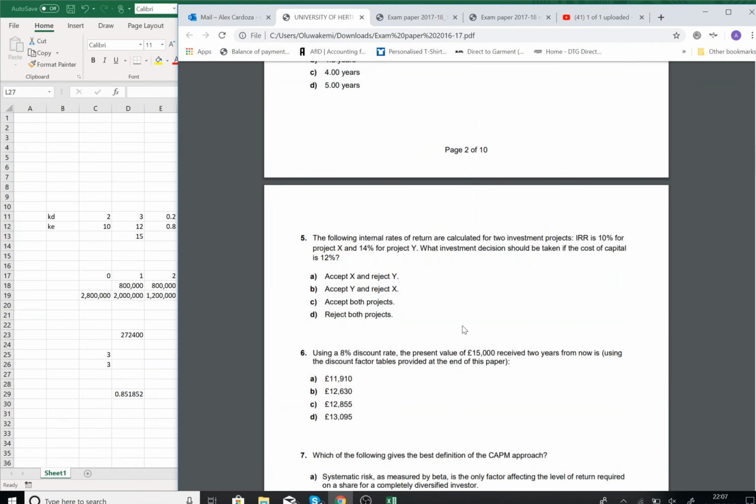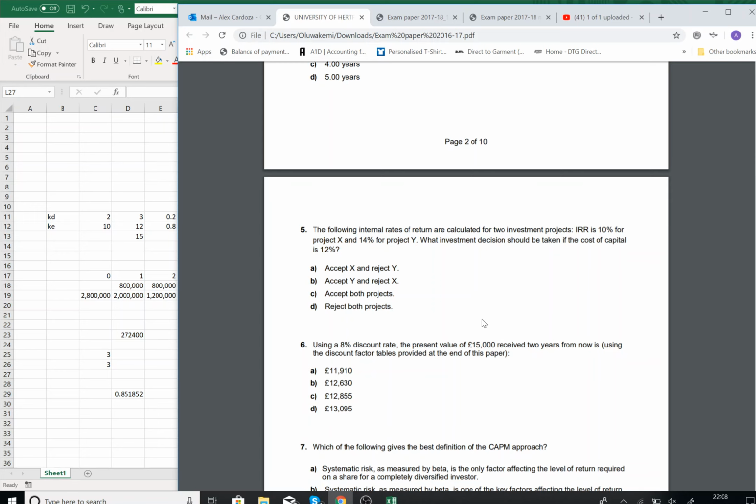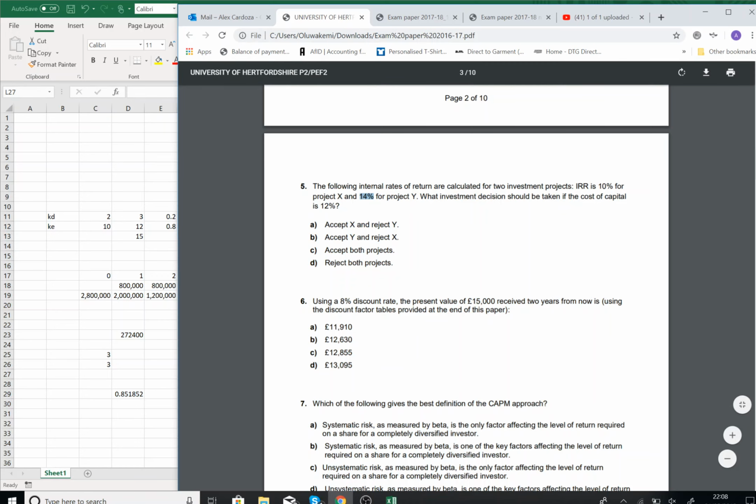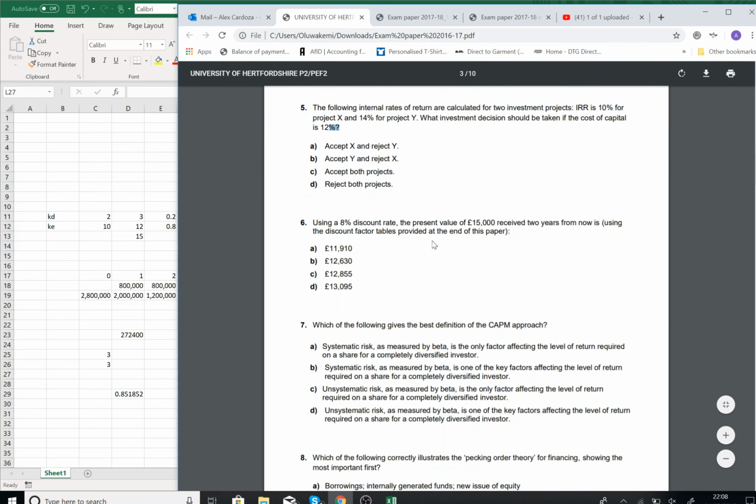The following internal rates of return of a project are calculated for 2 projects. Remember what we did in the last video. IRR is 10% for project X and 14% for project Y. What investment decision should be taken as the cost of capital is 12%. Remember what we said. Your IRR should be above, greater than, or equal to your cost of capital. So you would accept project Y and reject project X, because 14% for project Y is the IRR. 10% for project X, so it should be rejected.